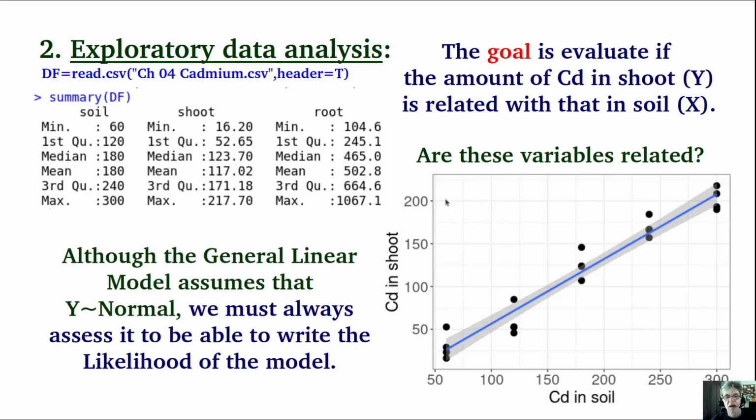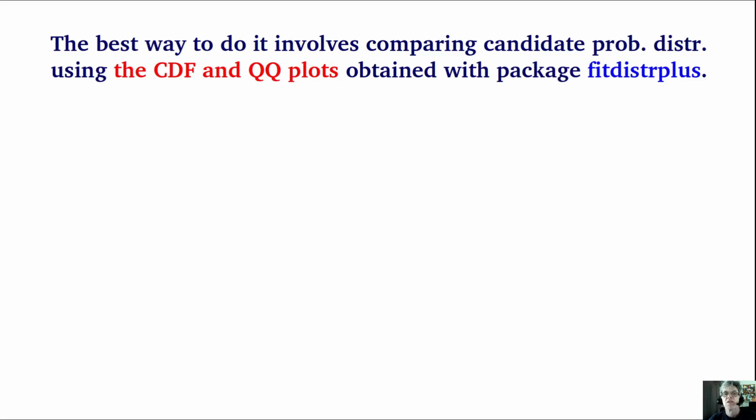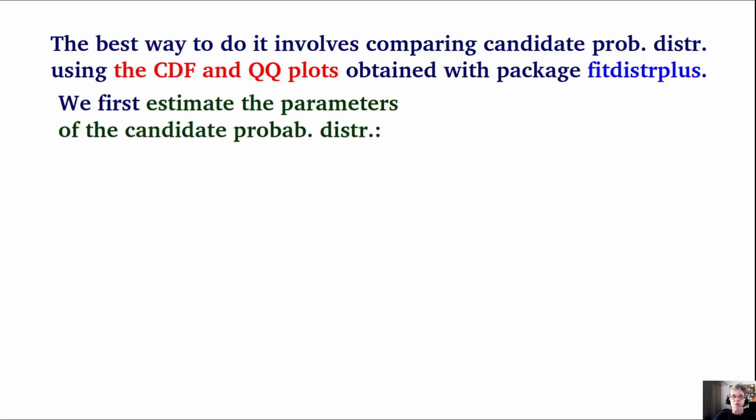Although the general linear model assumes that the response variable follows a normal distribution, we must always assess it in order to be able to write the likelihood part of the Bayesian fitting model. The best way to do it involves comparing candidate probability distributions using the cumulative distribution function and the QQ plots obtained with the fitdistrplus package. So we first estimate the parameters of two candidate probability distributions that we are going to compare to model the response variable.